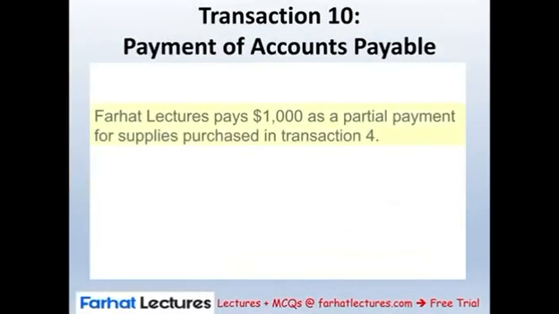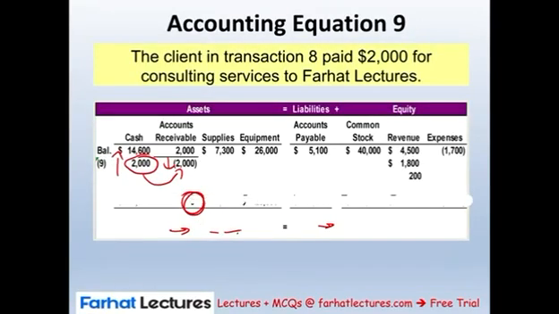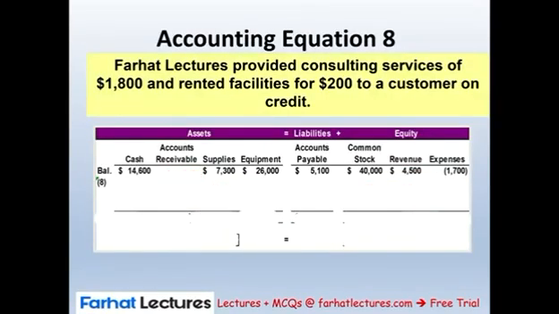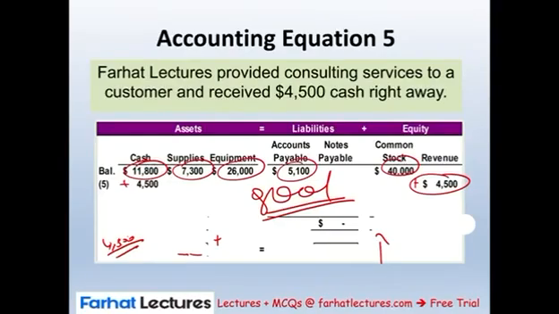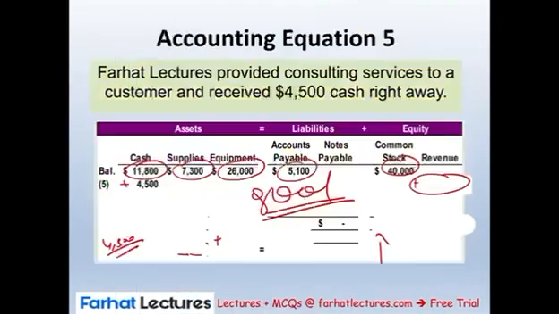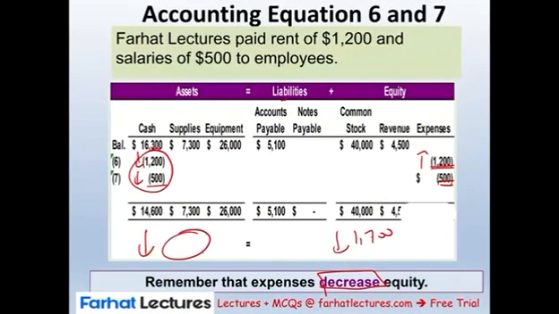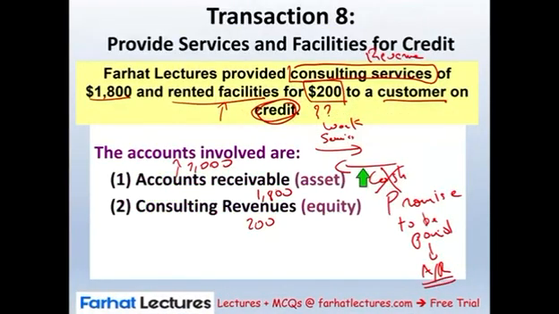Let's take a look at this transaction. Farhat Lectures pays $1,000 as a partial payment for supplies purchased in transaction 4. I'm going to go back to transaction 4 and show you what happened. In transaction 4, if you don't remember, we purchased supplies from Office Supplies, I believe, worth $5,100. We made a partial payment. Did we pay the full amount? No. We paid how much? We paid $1,000 of the $5,100. We paid only $1,000 of that.